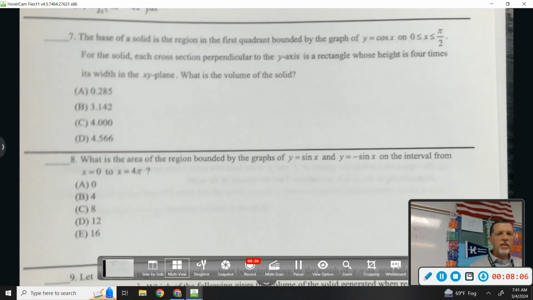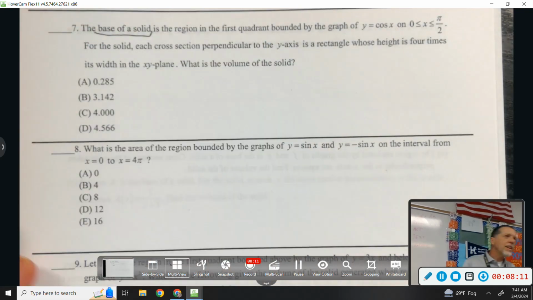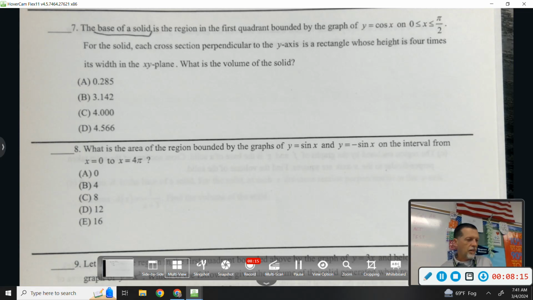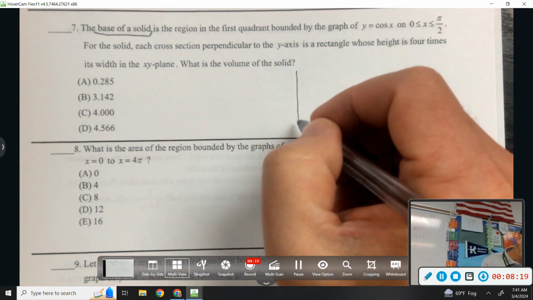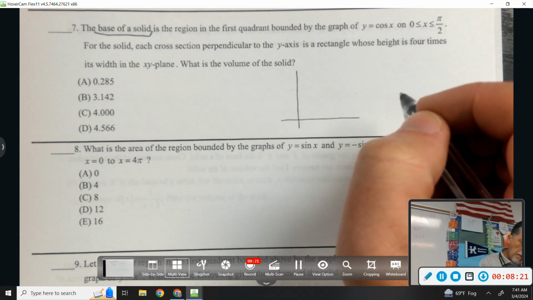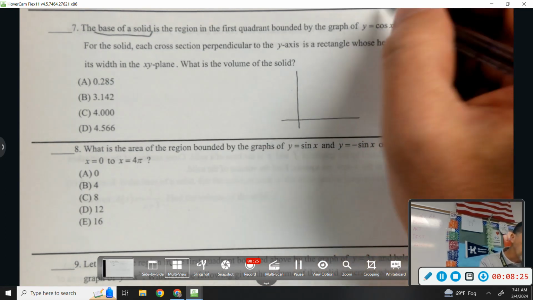Number 7. The base of a solid. Anytime it starts out like that, you're already thinking we're either building shapes out of that or we're going to rotate it. So let's see. The region in the first quadrant, bounded by the graph of cosine of x from 0 to pi over 2.